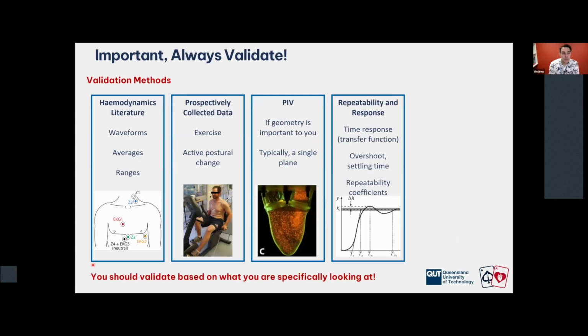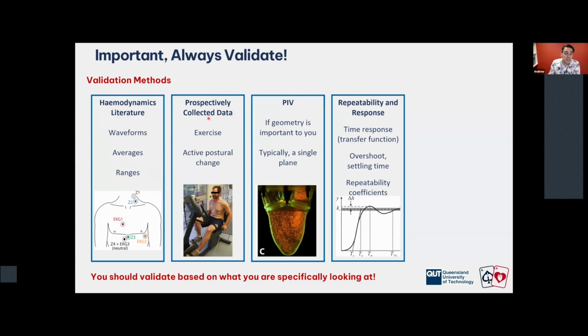When you build your mock loop, it's really important to validate it. So at a minimum, I would say that you need to validate your mock loop using waveforms, averages, and ranges based on the literature and based on the disease state that you're trying to replicate. So most of you will be trying to start with a heart failure condition and then put a pump in and see how that pump improves that heart failure condition.